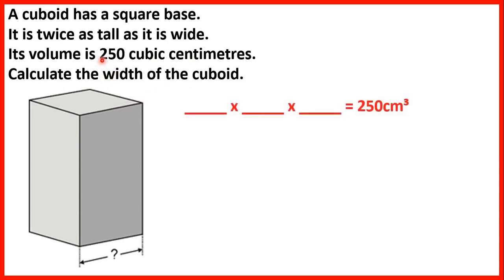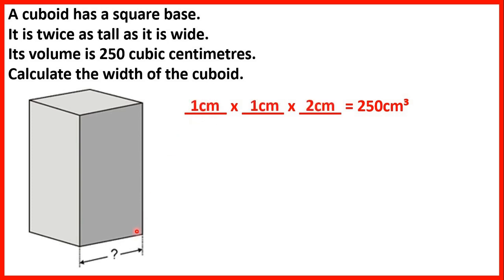So we calculate the volume of a cuboid by multiplying length times breadth times height. So we need to think what times what is 250. Now we know that it's a square base, so these two numbers will need to be the same, and we know that it is twice as tall as it is wide, so this number will need to be twice as large as our other two numbers. So what we can do here is use trial and improvement.